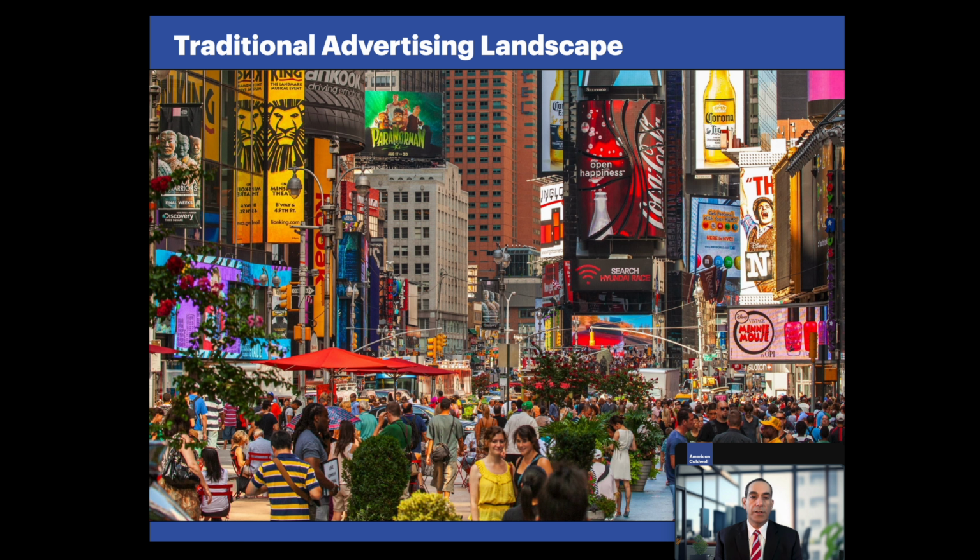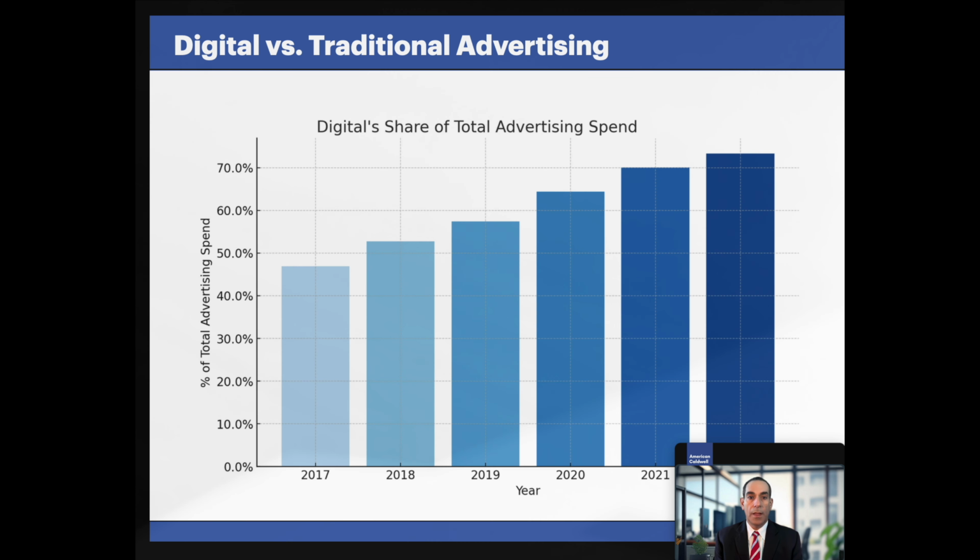In traditional advertising, the landscape is crowded, it's expensive, you can't really control who sees your ads, and it's hard to measure their impact. Whereas with digital advertising, it's much more cost effective, there is very precise targeting, and you get lots and lots of measurable data. That's why digital continues to take a larger percentage share of overall advertising spend.